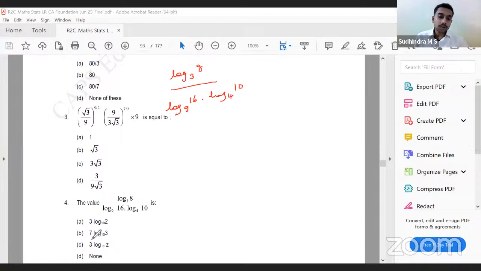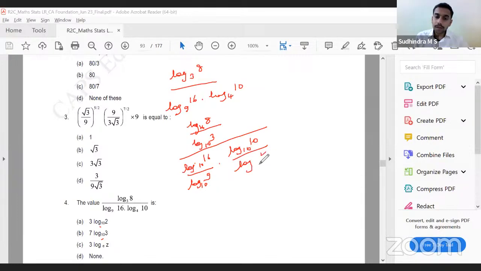So all the options are in base 10, so it's always better to convert it into base 10. Log 8 to the base 3, we can write it as log 8 to the base 10 divided by log 3 to the base 10, correct? Whole divided by log 16 to the base 10, log 9 to the base 10, into log 10 to the base 10 divided by log 4.